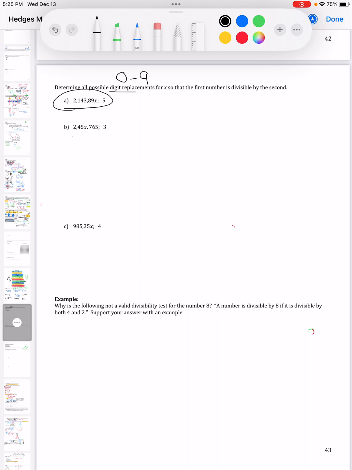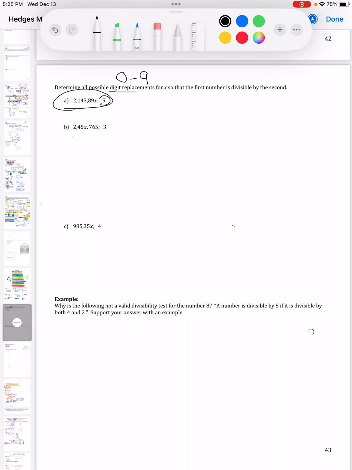For instance, if we put, let's say, the number 3 there. If X was 3, that would be the number 2,143,893. So just replacing that ones place, the units place where that X is, with any of our digits 0 through 9. Well, I'm not going to sit here and guess and check. I could do that, but it might take a while. So I'm going to use the divisibility rules here.